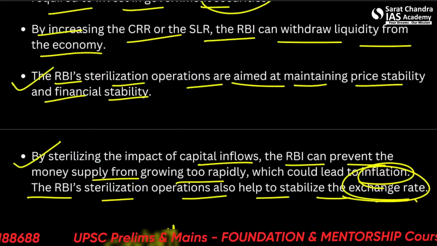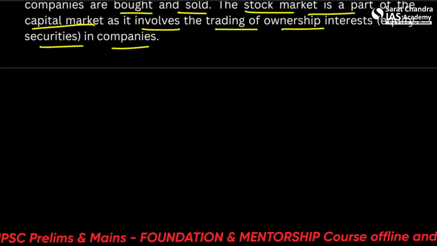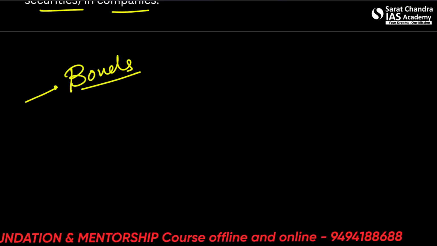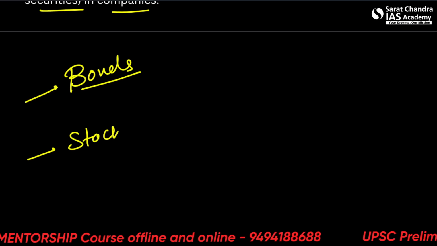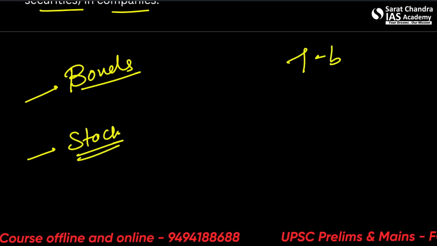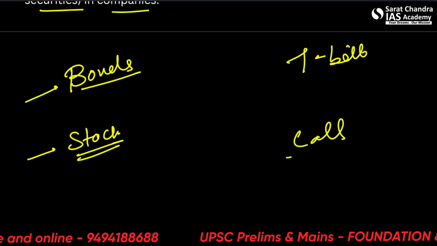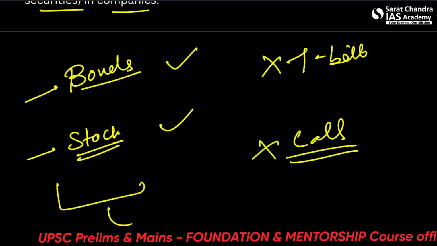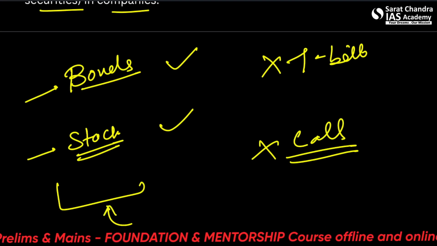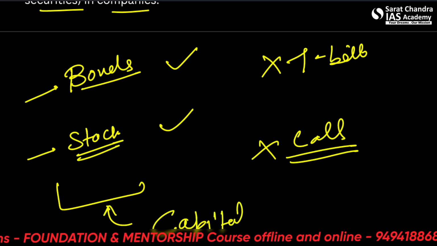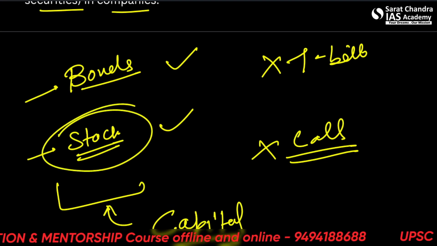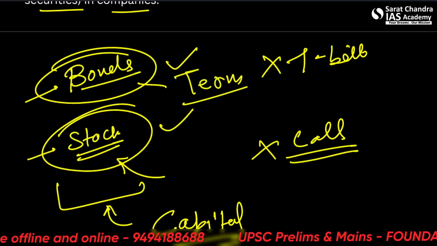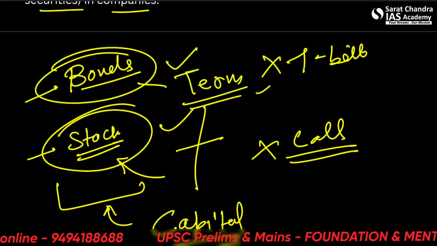Okay. So what did we basically talk about here? About government bonds, stocks, T-bills, and call money market. So these two are not part. These two are part because they are long duration and have some interest in the growth of capital. Because here ownership is traded and in the bonds it's for a long term. Okay, so these two are the correct options.